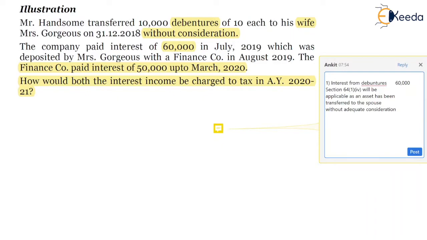So this particular income, the interest from debentures, is taxable in the hands of Mr. Handsome, and the applicable provision is section 64(1)(4). Clubbing provisions will no doubt be applying.